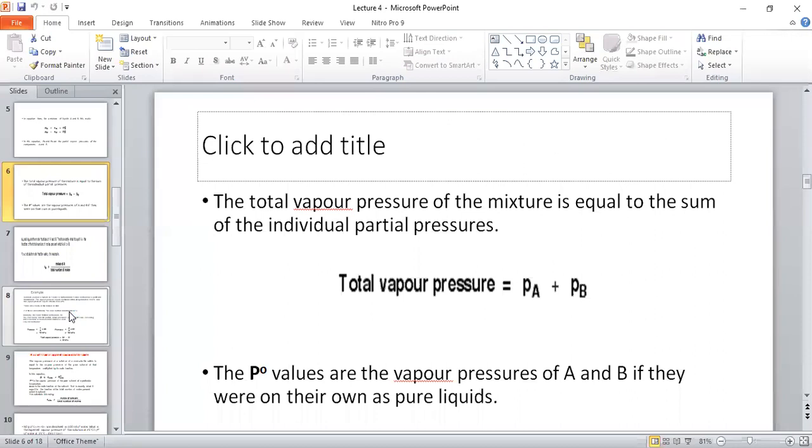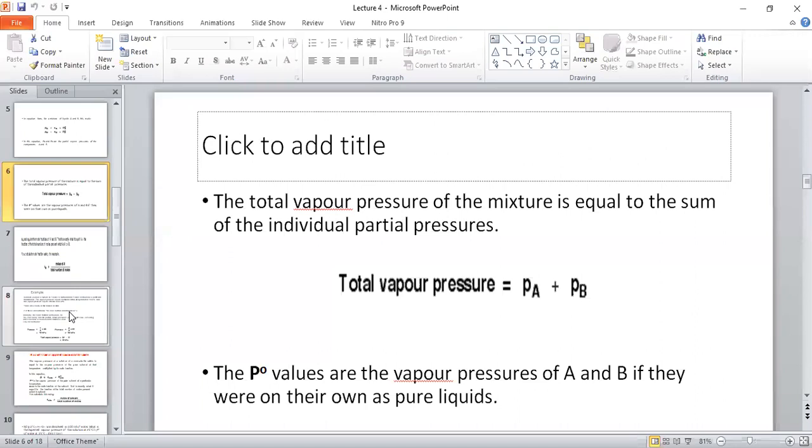P° values are the vapor pressures of A and B if they were on their own as pure liquids. P°A is the vapor pressure of liquid A as it is on its own without putting it in another mixture, just on its own as a pure liquid. And then P°B is the vapor pressure of B if it is on its own as a pure liquid.